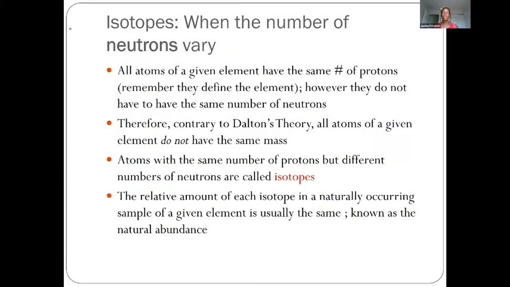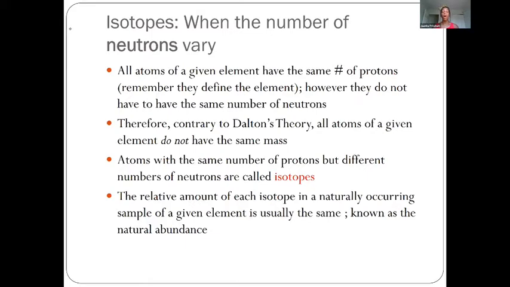In this quick video, I'm going to be covering what isotopes are and how they differ from other elements. Let's get started. If you recall from a previous video, we talked about how Dalton's law stated that all atoms of the same element would have the same mass. However, several later studies found that the number of neutrons within an element could vary.